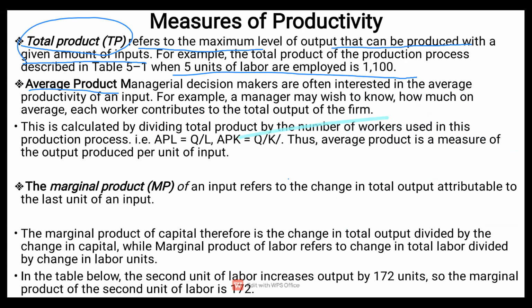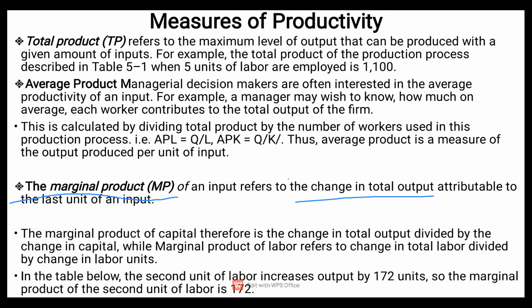of output. And the last one on the measures that I need to comment on is the issue of marginal product. We are saying that the marginal product of an input refers to the change in total output that is attributed to the last unit of an input. So when total output changes because you have increased an input, and there has been an additional input, then that change is called the marginal product.